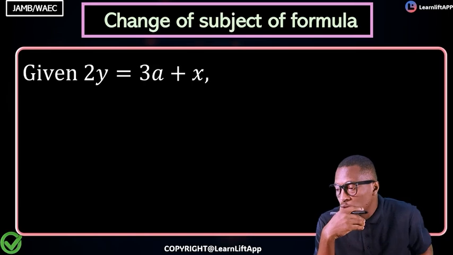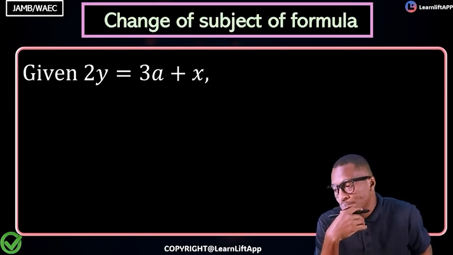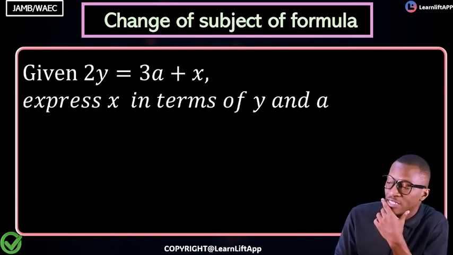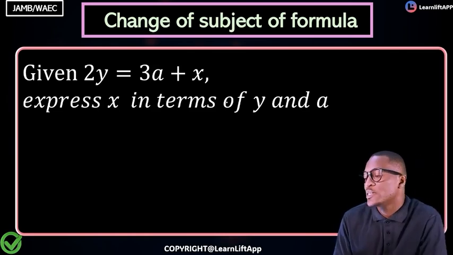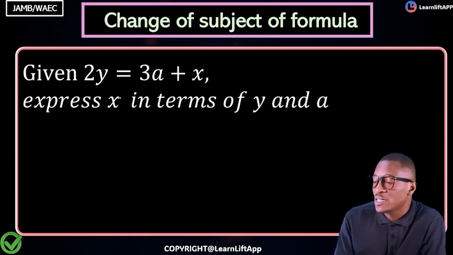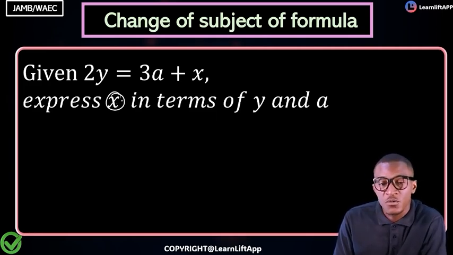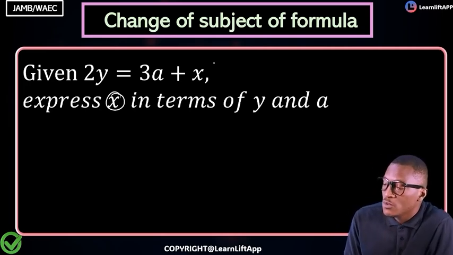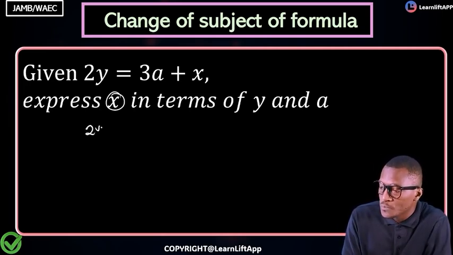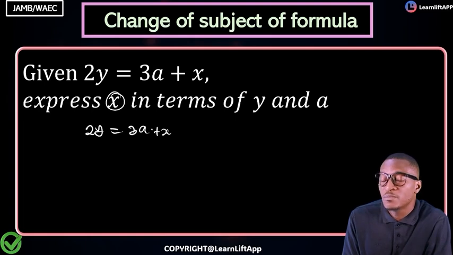Let's take a question. We're given that 2y = 3a + x. Express x in terms of y and a. Expressing x means make x the subject of the formula. When you use one variable to show the formula in terms of other variables, x here becomes the subject. How do we solve this? First, we have 2y is equal to 3a plus x. To make x the subject, let's make x stand alone.